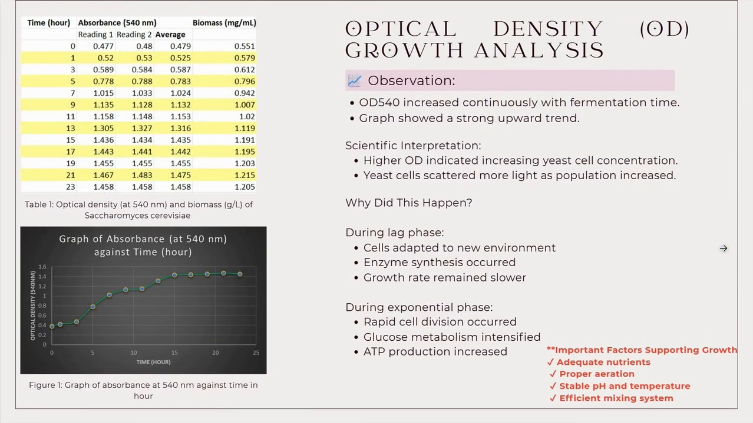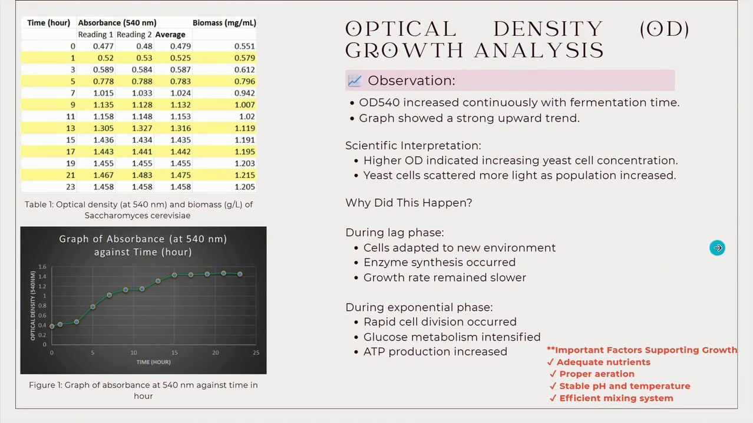Additionally, based on Table 1 and Figure 1, the optical density at 540 nanometers increased progressively with increasing fermentation time. These trends indicate a continuous increase in the concentration of Saccharomyces cerevisiae cells inside the bioreactor. Optical density measurement is commonly used as an indirect method for estimating microbial growth because microbial cells scatter light passing through the culture medium. As the yeast population increased, more light scattering occurred, resulting in higher absorbance values.